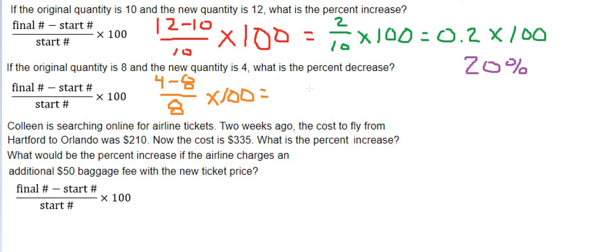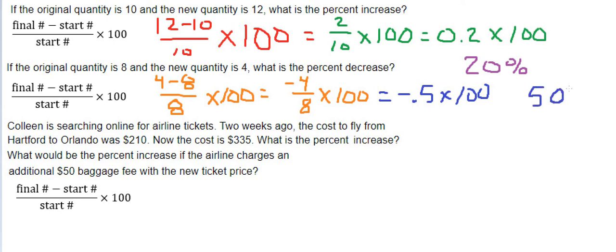4 minus 8 is negative 4. Negative 4 divided by 8 is negative 0.5. And negative 0.5 times 100 is negative 50. But we're just going to say it's a 50% because it's asking you what is the percent decrease. So negative 50% is the same thing as just saying the 50% decrease. So you would type in 50% there, or 50.